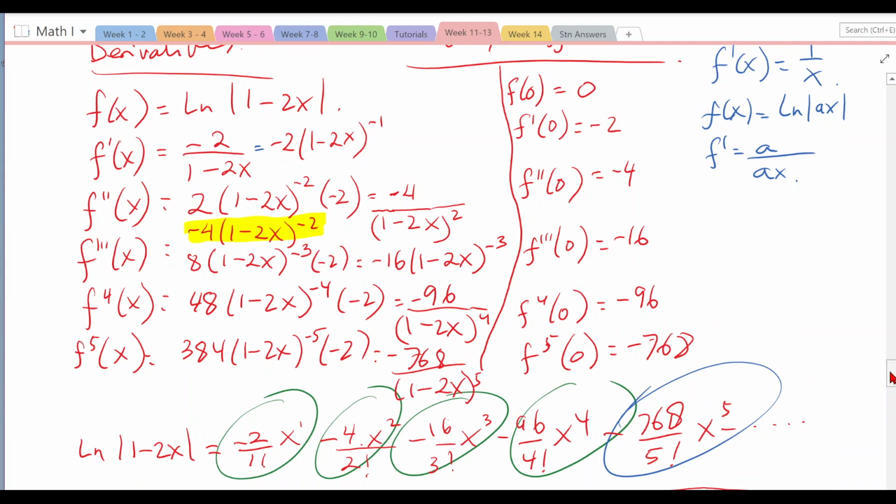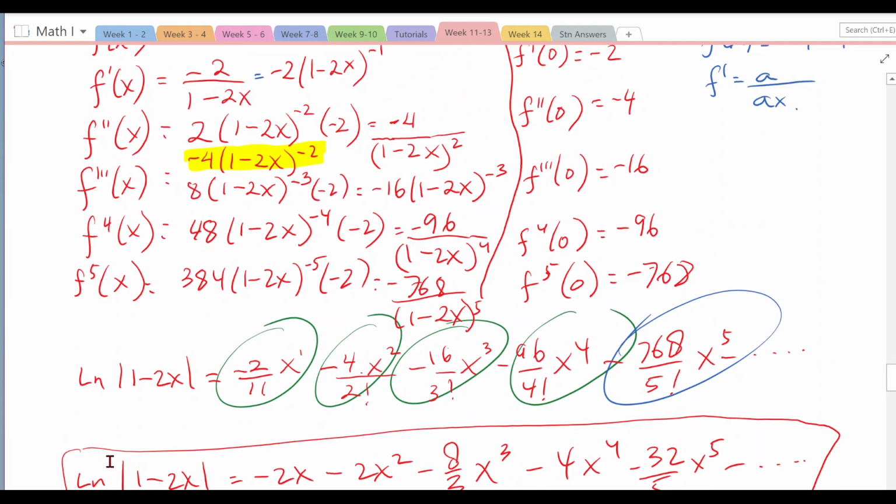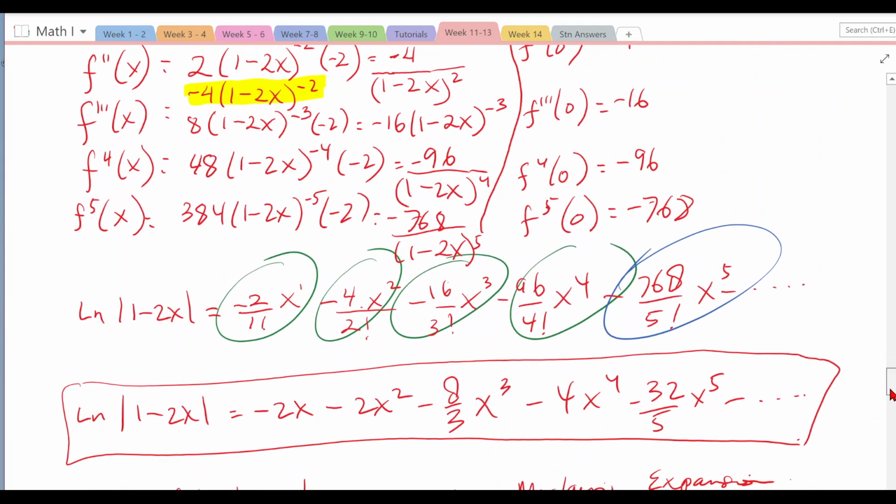If you simplify this, you will get the Maclaurin series of ln(1 - 2x) equals negative 2x from here, because 1 factorial is 1, so negative 2x. 2 factorial is 2, so negative 4 divided by 2 is negative 2.